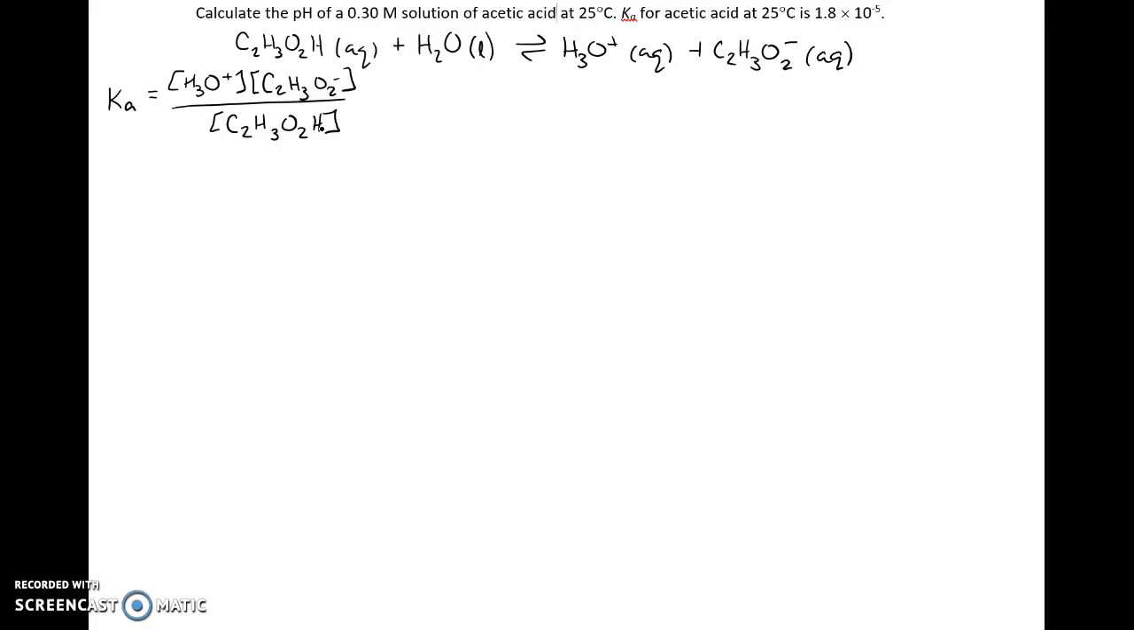Now, in order to know the pH, we need to know the concentration of hydronium ions, which means again that we need to create an ICE table. So we have three compounds of interest: acetic acid, C2H3O2H, hydronium ions, H3O+, and acetate ions, C2H3O2-. The ICE table looks at the initial concentrations, the change in concentrations, and the equilibrium concentrations.